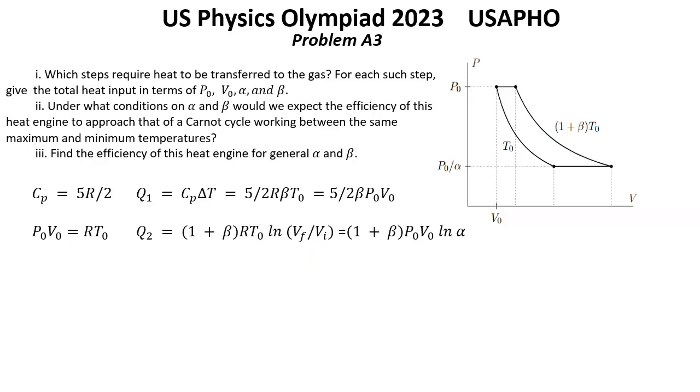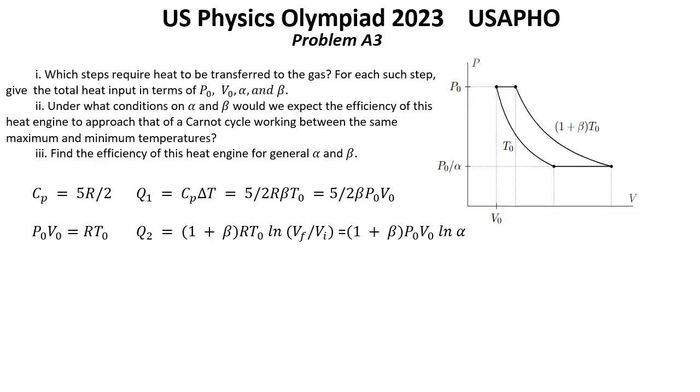expands. So we have Q2 equal 1 plus beta RT0 logarithm V final over V initial. Again, RT0 equal P0 V0, and the ratio V final over V initial is inversely proportional to the ratio of pressures for constant temperature. It means that this ratio is just alpha. And finally we have Q2 equal 1 plus beta multiplied by P0 V0 logarithm alpha.